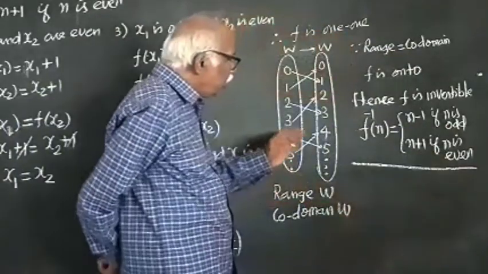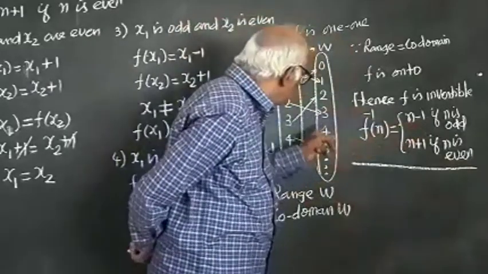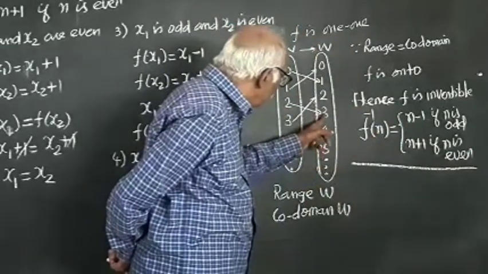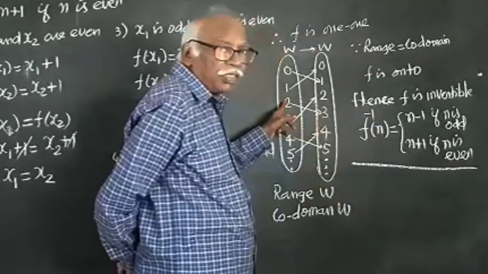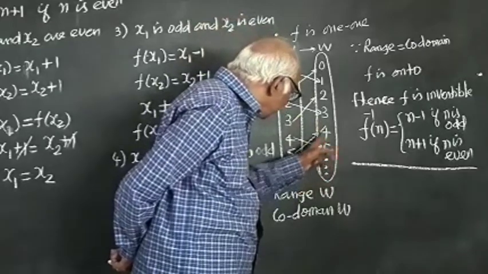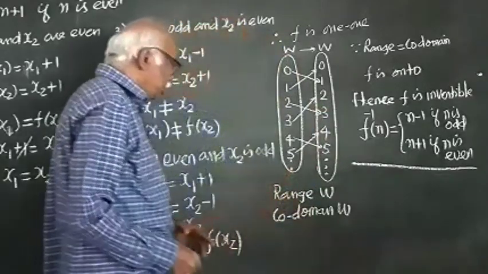See, for all odd numbers, n minus 1 is an even number. All odd numbers are mapped with even numbers. So the pre-image of an even number is an odd number, and the pre-image of an odd number is an even number.